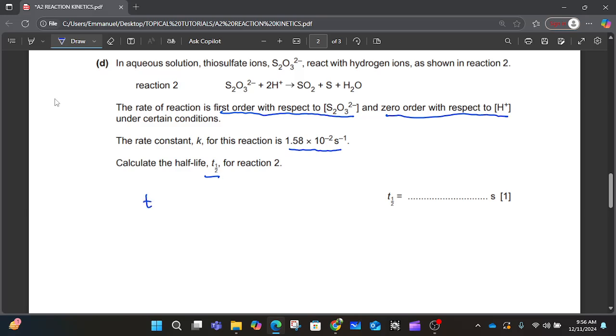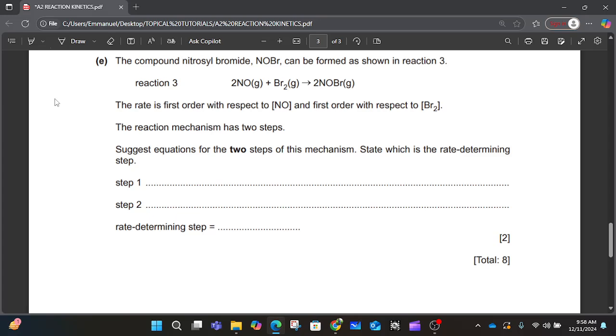And so T half is equal to ln 2, which is 0.693 over K. And since we know our K, it's just a matter of substituting the K into this equation. So we have 0.693 over 1.58 times 10 exponent negative 2 per second. This gives us 43.9 seconds.